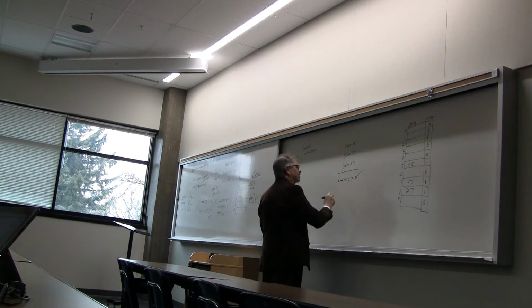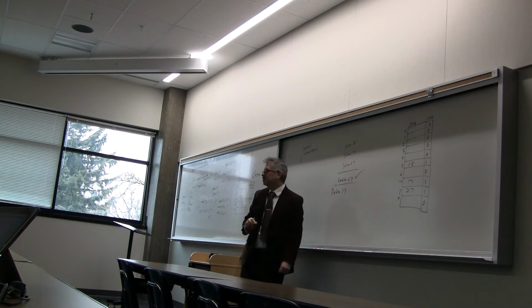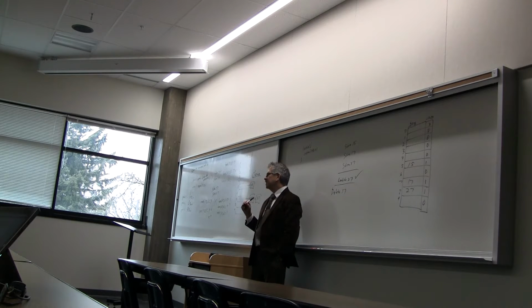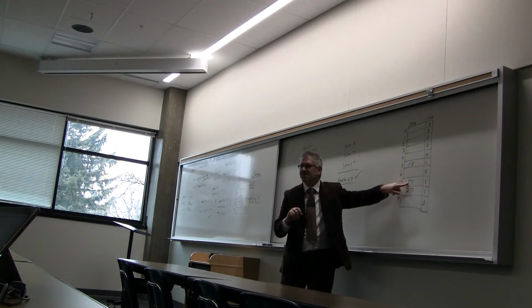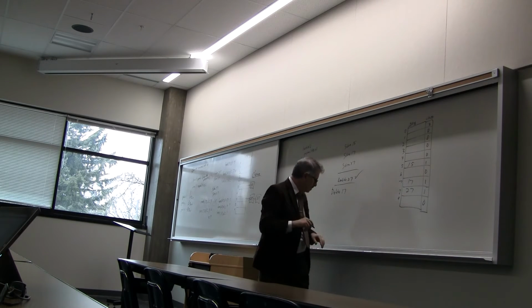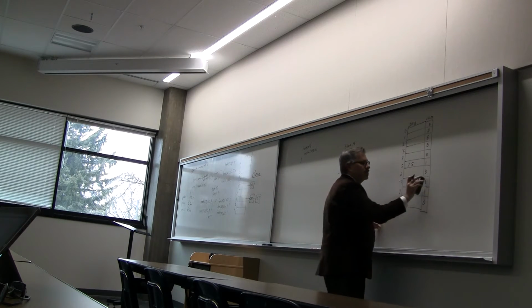So it finds the 27. Okay, delete 17. So run 17 through your hash function, we get index 7. We look at index 7, and there's the 17 that we're trying to delete. So what do? We change the valid bit to a 0.